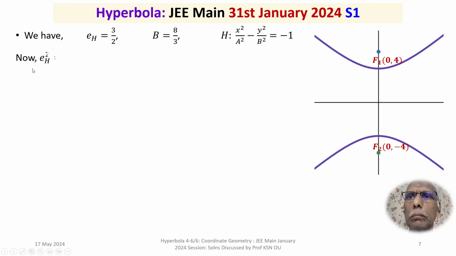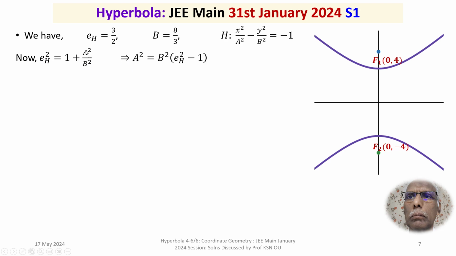Agreed. Now, the square of the eccentricity of the hyperbola is equal to 1 plus A square by B square. Why is it so? For x square by capital A square minus y square by capital B square equal to minus 1, the eccentricity square is given by this.